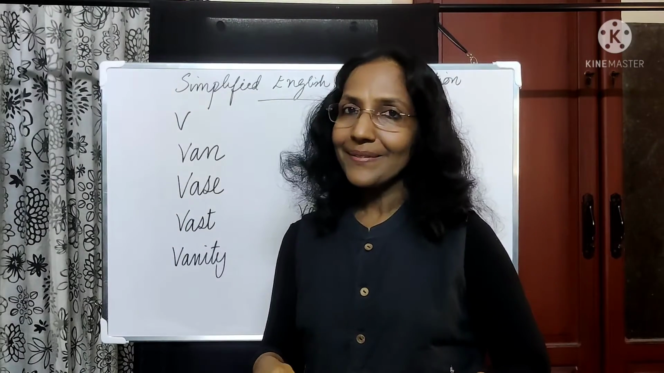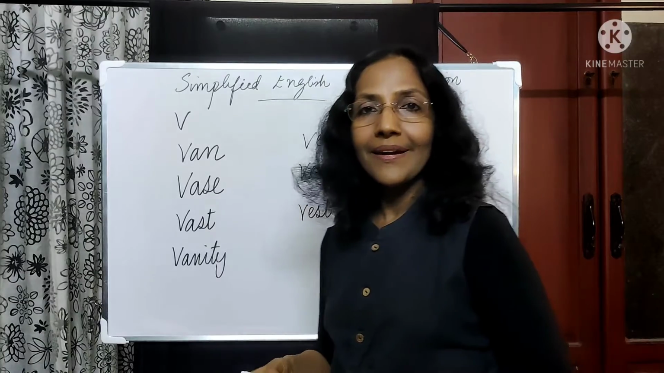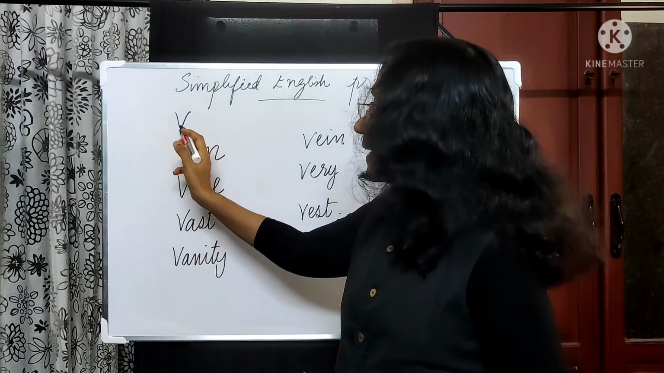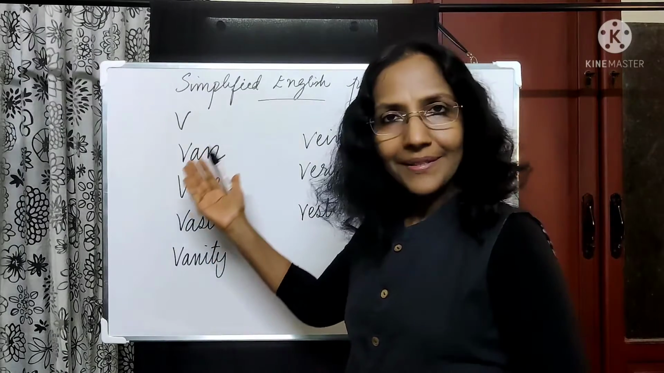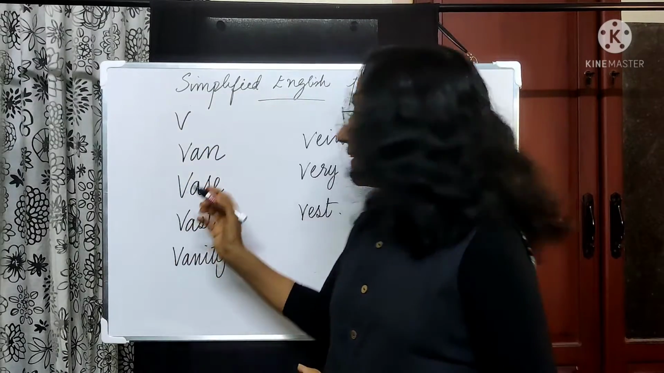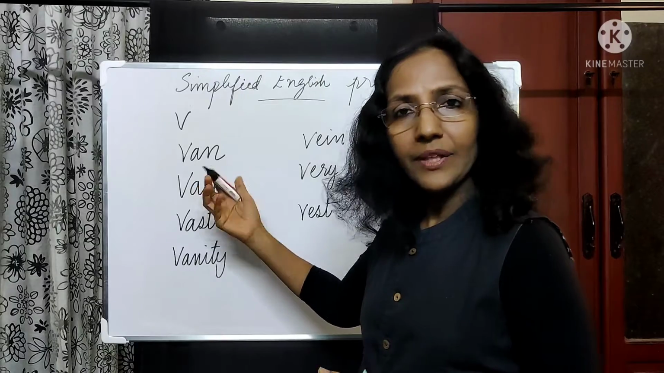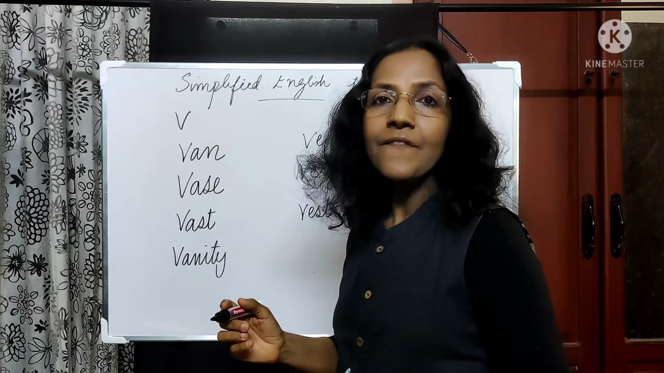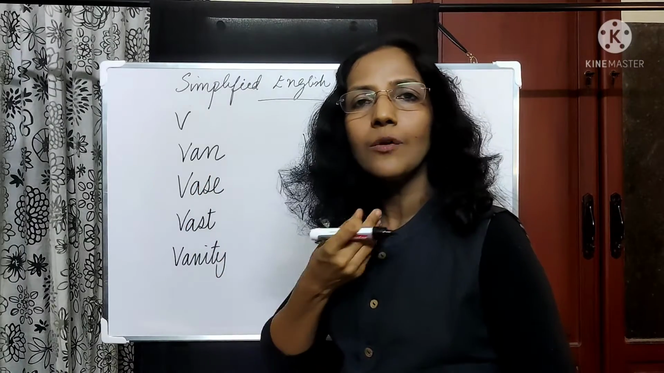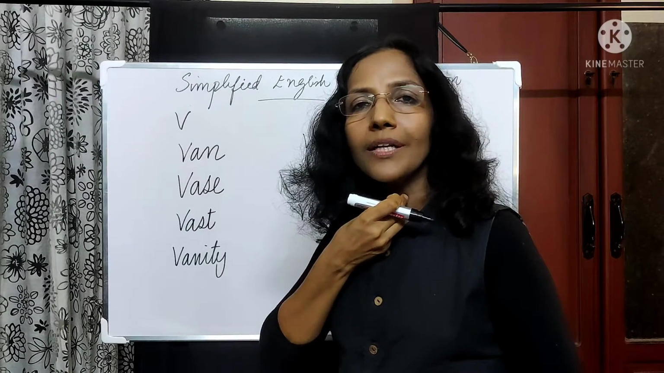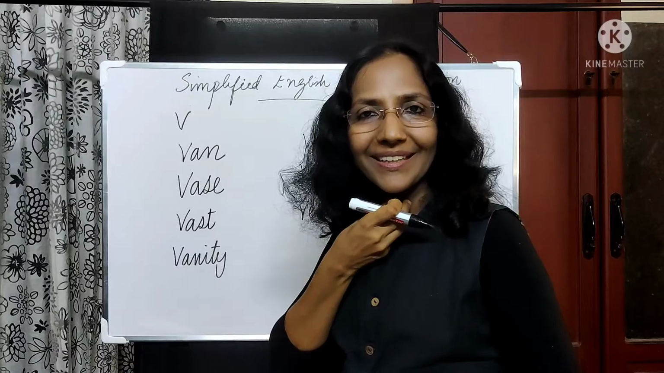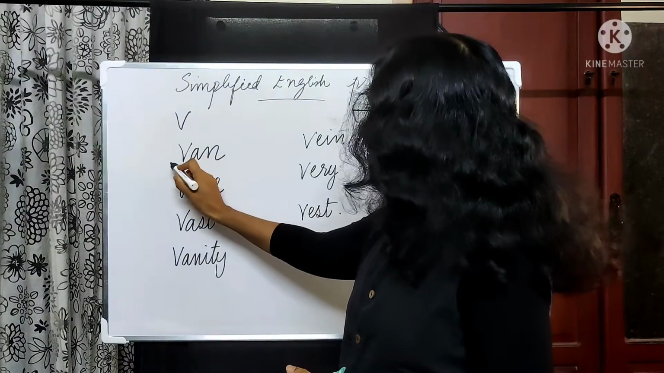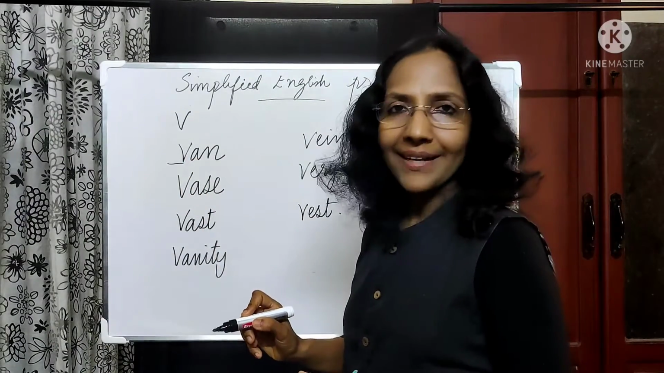Now let's learn the last phoneme that we are learning today. It is V, represented by the letter V. Now let's listen to the articulation. The first word is very clear. We know how to pronounce it. It is "van". See how the vocal cords vibrate when you pronounce it. So it is the word van.